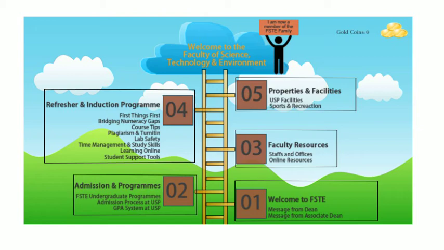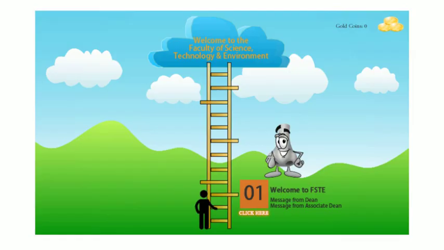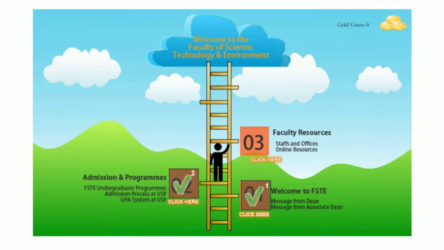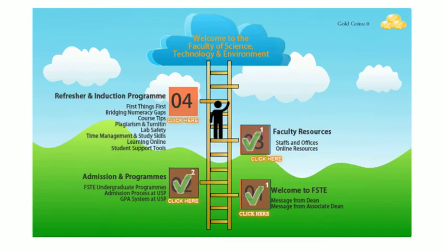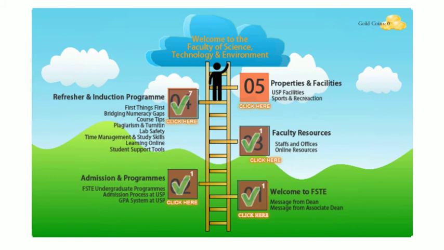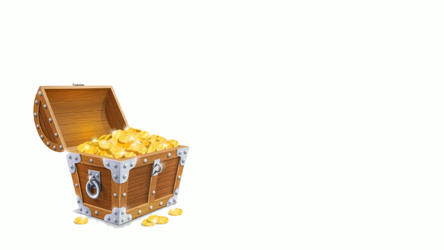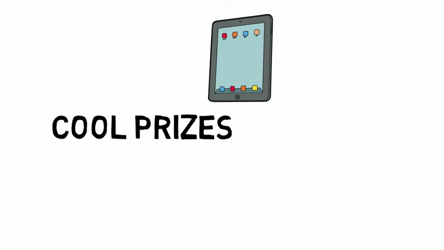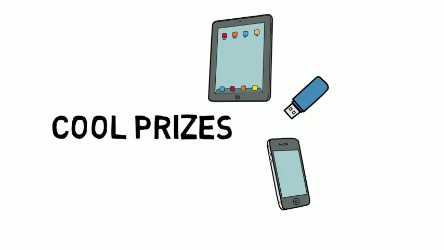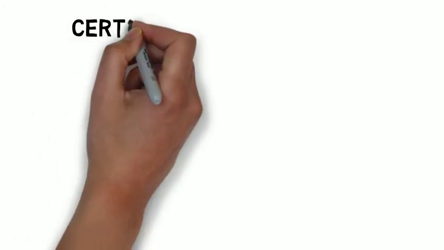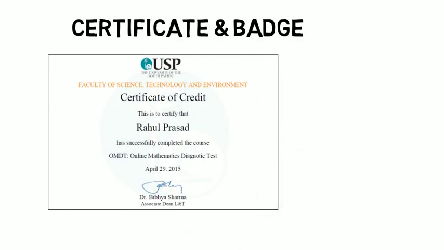To successfully complete the orientation online, you are to go through each of the sections and a new section will be unlocked after completing the prior section. At the end of each section, there are quizzes and these quizzes allow you to collect gold coins from which you could qualify to win cool prizes such as tablets, smartphones, flash drives, book vouchers, etc. And it doesn't end there. You will receive a certificate based on your marks and a course completion badge.